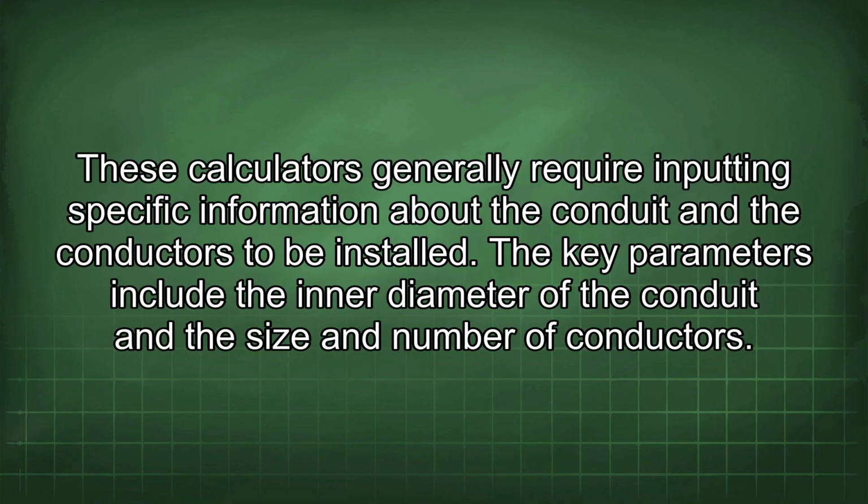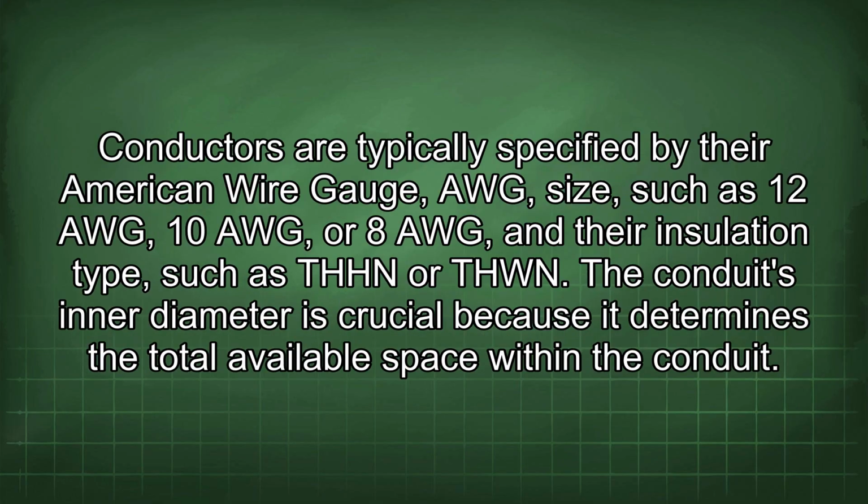These calculators generally require inputting specific information about the conduit and the conductors to be installed. The key parameters include the inner diameter of the conduit and the size and number of conductors. Conductors are typically specified by their American wire gauge (AWG) size, such as 12 AWG, 10 AWG or 8 AWG, and their insulation type, such as THHN or THWN. The conduit's inner diameter is crucial because it determines the total available space within the conduit.